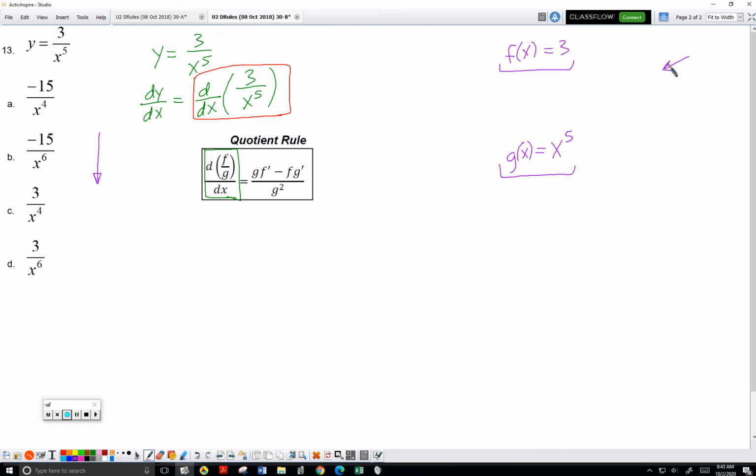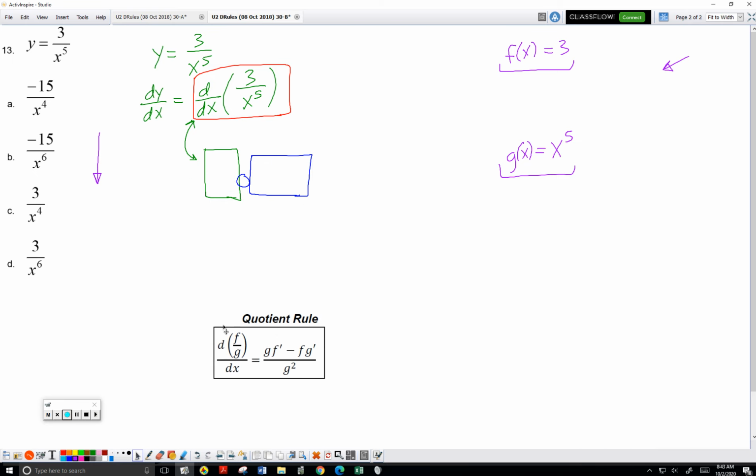So, okay. The rule says I'm to replace the red box. Now remember, it's the simple idea. The red box is exactly the same as the green box. They are perfectly equal as long as I choose f and g as we've shown. Therefore, according to the quotient rule, this blue box is exactly the same thing as well. So what I'm going to do is I'm going to replace that red box with the blue box.